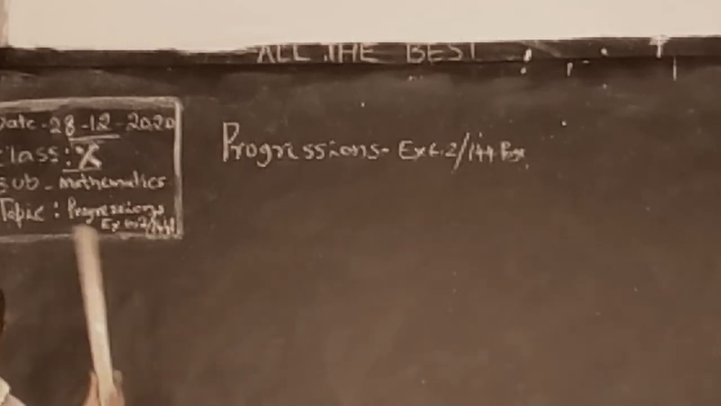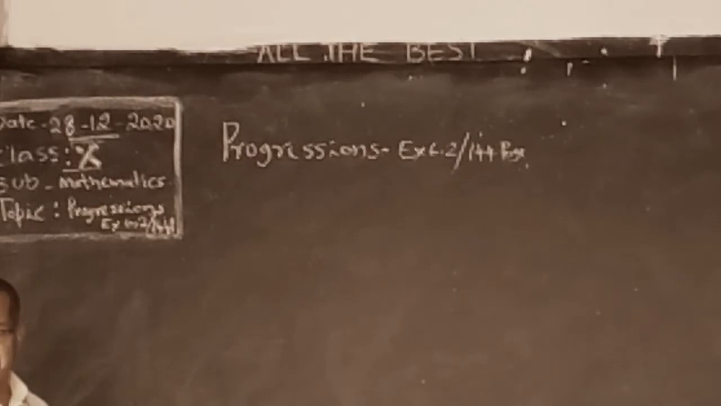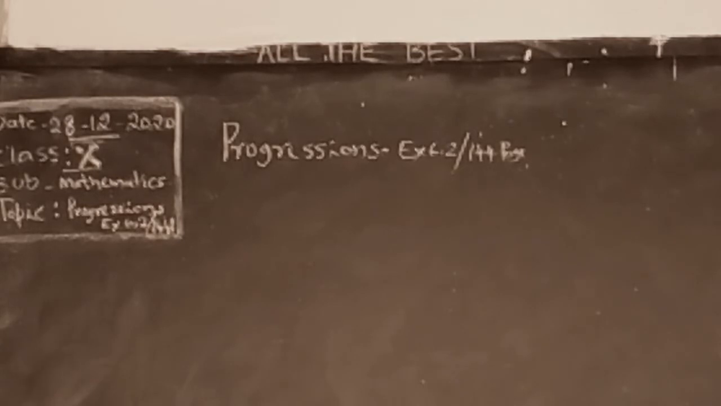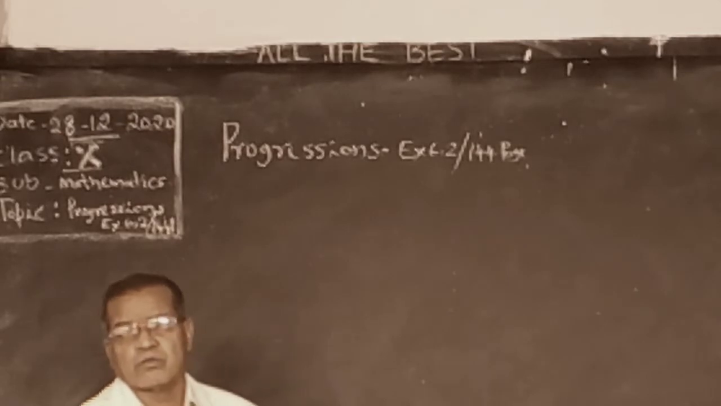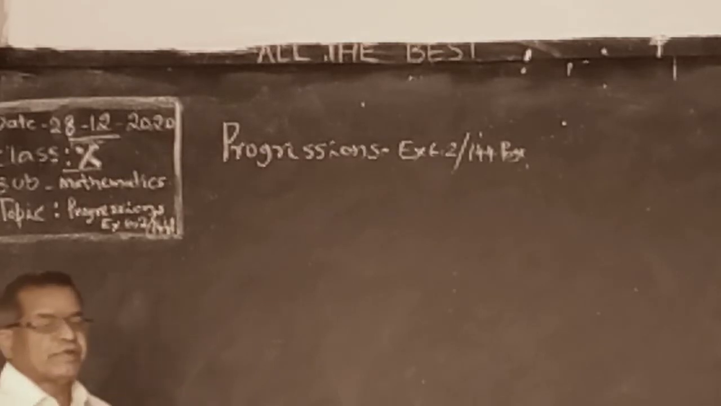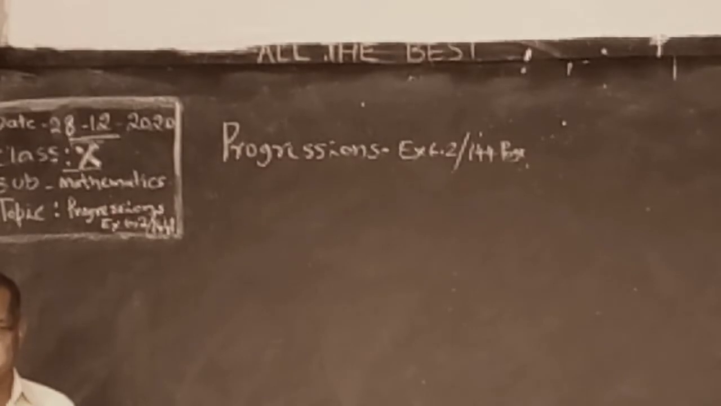After 3 days back in gap, we are starting today about progression chapter. Progressions: arithmetic progression, geometric progression, harmonic progression. In arithmetic progression, common difference will be equal. By seeing that if the intervals are equal, then we say it is in arithmetic progression. Short form AP, arithmetic progression.